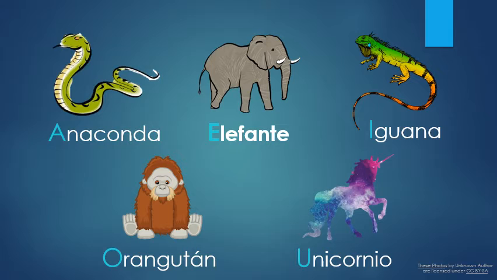Elefante. Next we've got iguana in English, but iguana in Spanish. Similar, but the E sound, not I. Iguana. Next, orangutan in English, orangutan in Spanish. And finally, unicorns are unicornios in Spanish. So it's not the you, it's unicornio, unicornio.